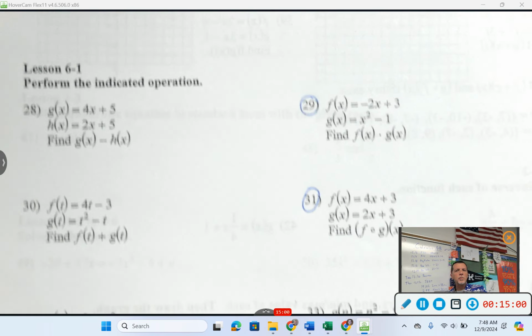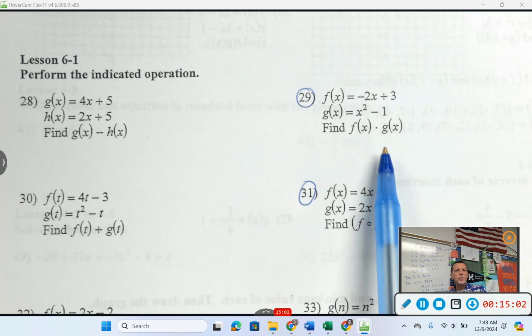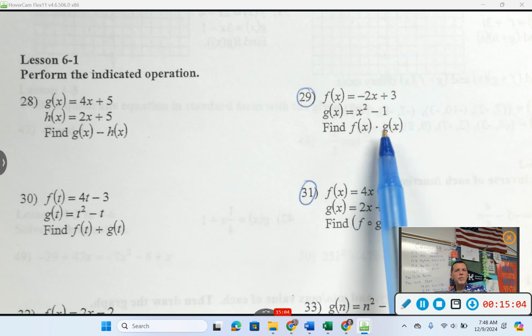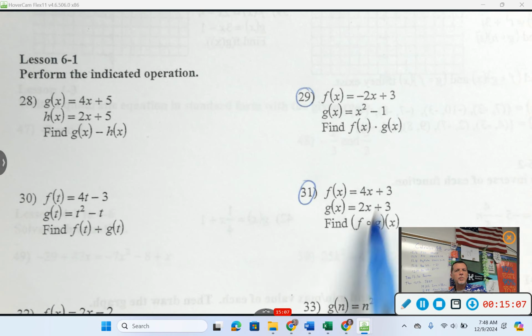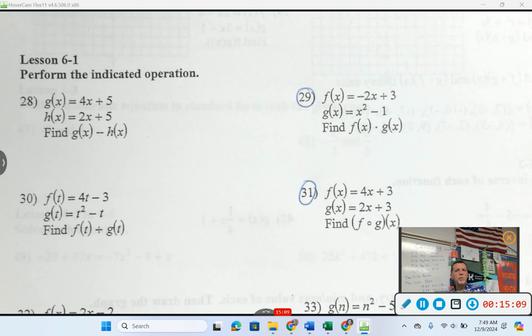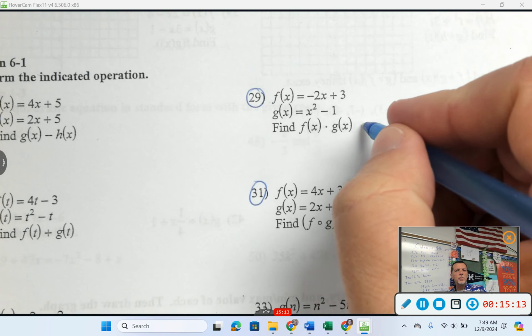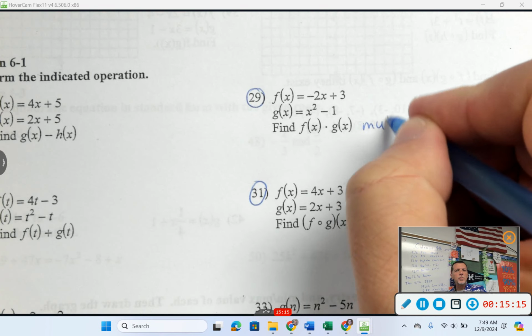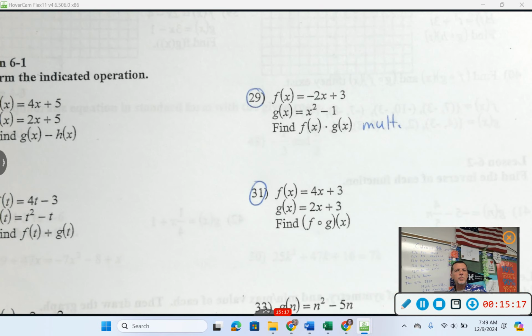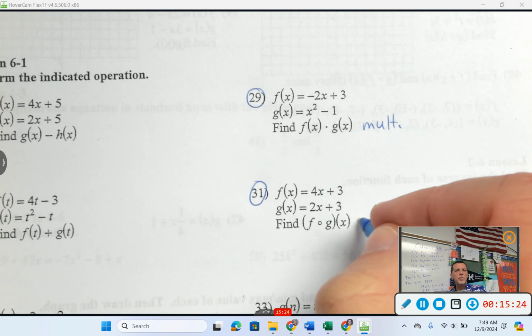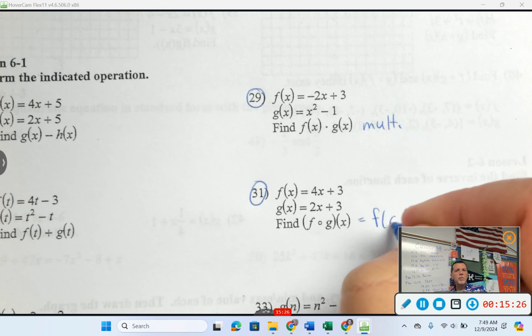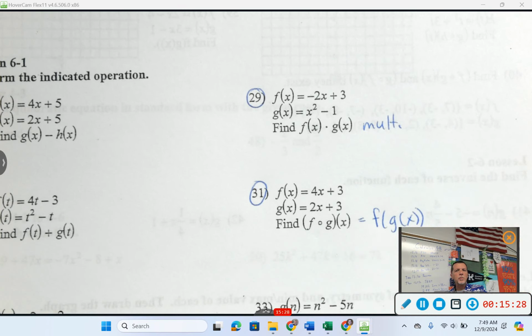All right, 29, especially 29 and 31. What's the difference between that dot and that dot? Because those aren't the same dots. One is a multiplication, one is f of g. One's like plug and play. So the first one's multiplication, and the second one is f of g of x. You've got to plug it in. So we'll plug one of them into the other.